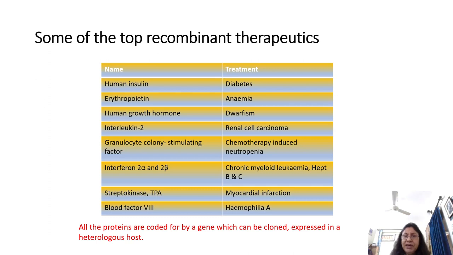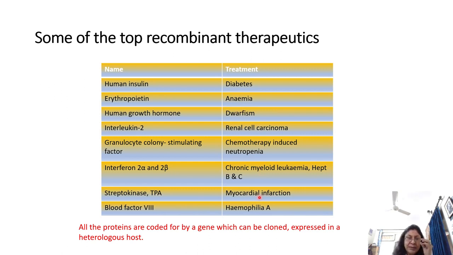So some of the top recombinant therapeutics are listed right here, and you will also be familiar with many of them, like human insulin. It has a large share of the market amongst the recombinant therapeutics, and it is used for the treatment of diabetes. Similarly, erythropoietin is used for the treatment of anemia. Human growth hormone is used for treatment of dwarfism. Similarly, interleukin-2 for renal cell carcinoma. So in this way, a large number of these recombinant therapeutics are described here, and you will see what kind of disease each is applicable to.